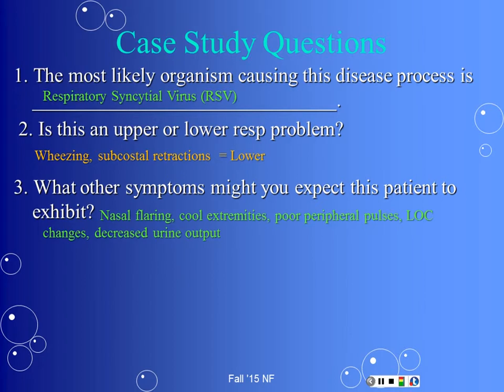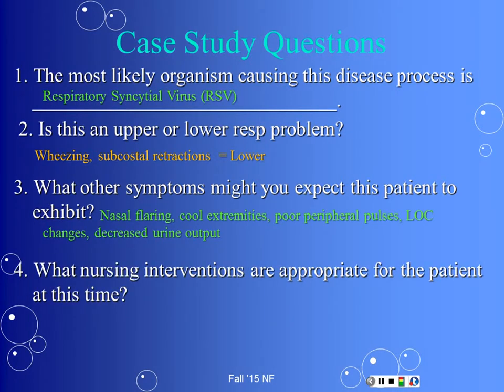If that is the case, is that going to make that O2 saturation the most accurate? No, as far as when we're looking at oxygenation. Okay. So we're not perfusing oxygenated blood is basically the deal. So cool extremities, poor peripheral pulses, they may be pale, they may be sleepy, and you may see decreased urine output.